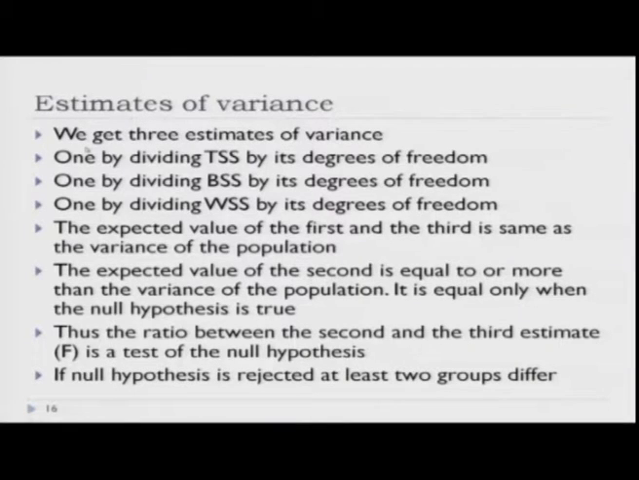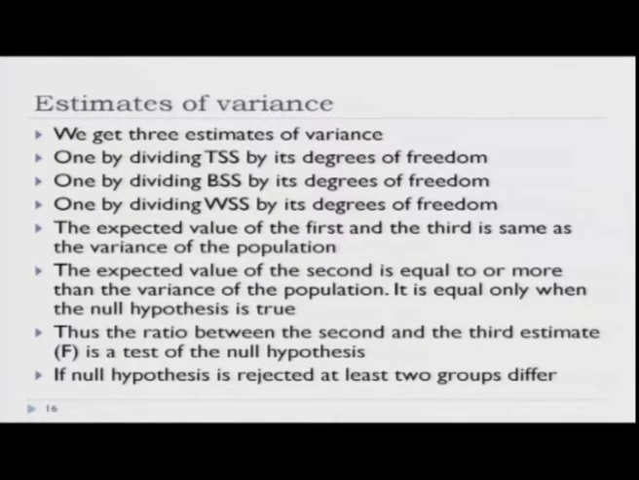So, as I have said, we get 3 estimates of variance: one by dividing total sum of square by its degrees of freedom, one by dividing between sum of square by its degrees of freedom, and one by dividing within sum of square by its degrees of freedom. The expected value of the first, total sum of square, and the third, within, is the same as the variance of the population. It has been shown mathematically, algebraically.